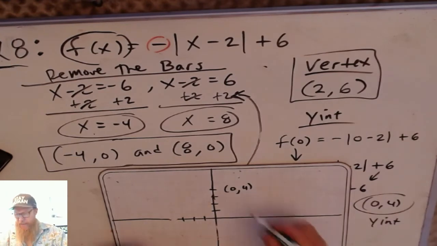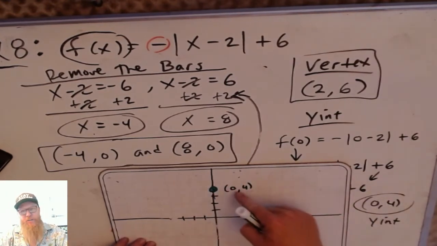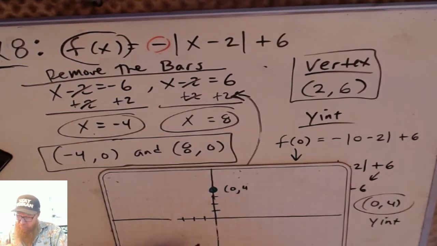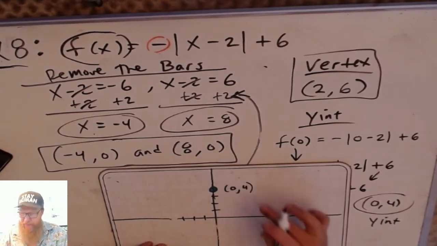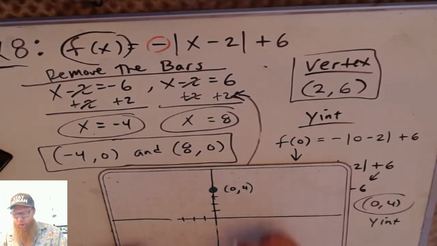I didn't plan that, but that's kind of convenient. 0, 4, I'm just reusing it from the last problem. Sometimes two completely different problems have the same solution, or at least the same Y-intercept.